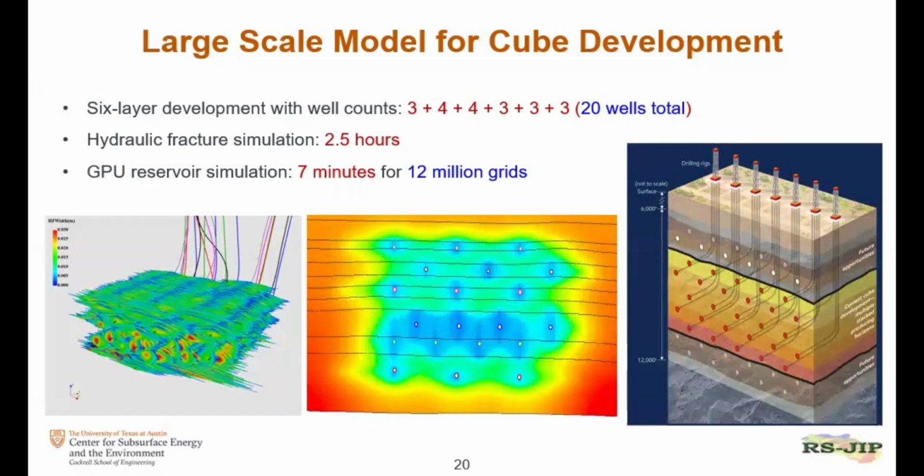And for the fracture simulation for this reservoir, with 20 wells and more than several hundred stages, we are able to finish the simulation in only 2.5 hours. And for the GPU reservoir simulation, we only take about 7 minutes to model these 12 million grid blocks.